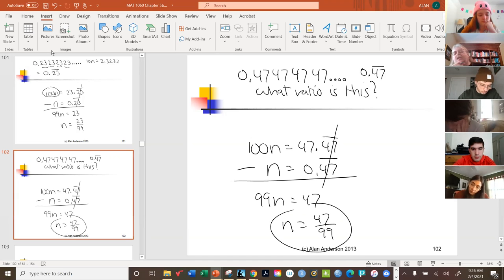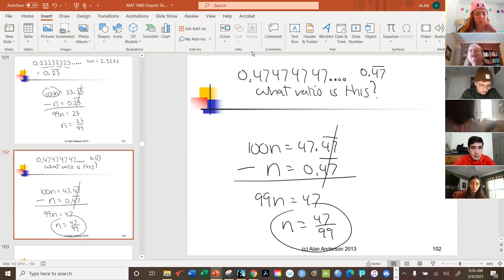Now you notice there's a pattern here. The denominator, almost without fail, is either 9 or 99 or 999. Okay, that happens quite a bit. So that just means that when you see this number that looks so frightening, it is in fact rational, and we can prove it.